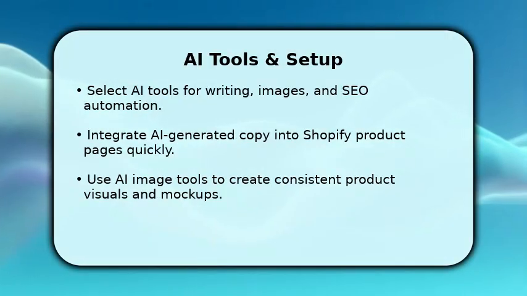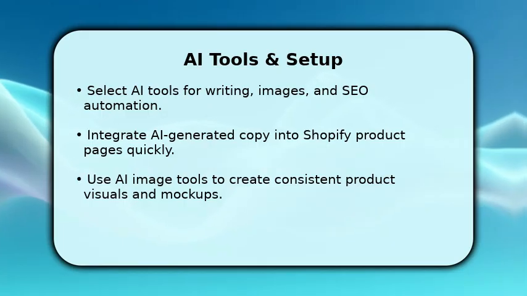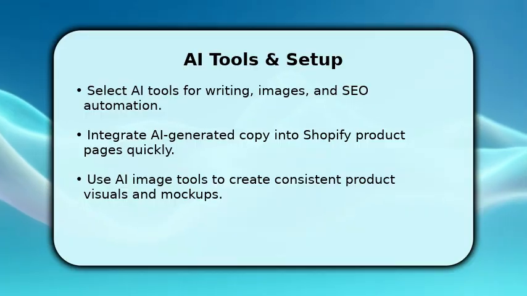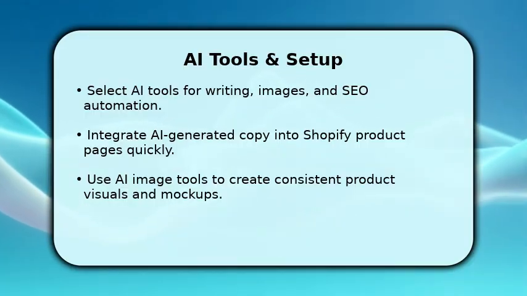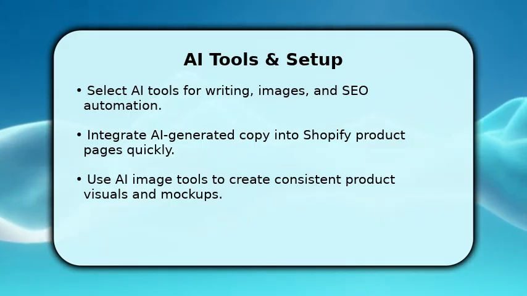Next, connect AI tools that handle descriptions, images, and SEO to your workflow. Use an AI writer to create concise product titles and benefits, then paste them into your Shopify product fields. Generate or refine product images with AI and upload optimized files. Let AI suggest meta descriptions and tags for search.